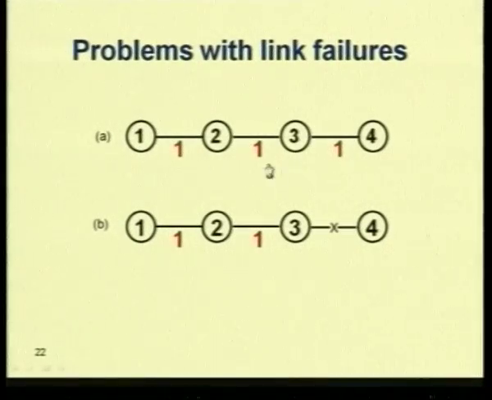Let us say I have some network like this. I have nodes 1, 2, 3 and 4, which are connected in a linear fashion like this. Let us assume that this particular link, 3 to 4, fails. Assume now that the cost for each of these is just 1. So, if you look at what the routing table will be before the failure and after the failure, we can see what will happen.